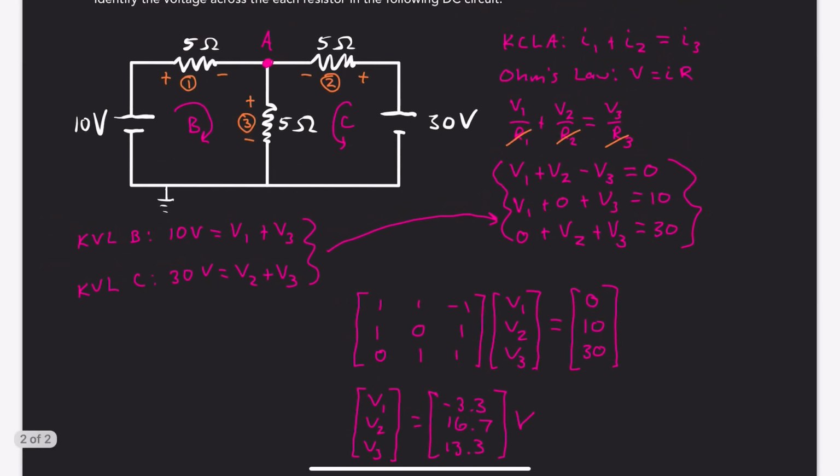So you can see, since I got a negative voltage for voltage 1, that means the orientation that I assumed for the direction of current flow in this resistor is actually opposite. So here are our answers.